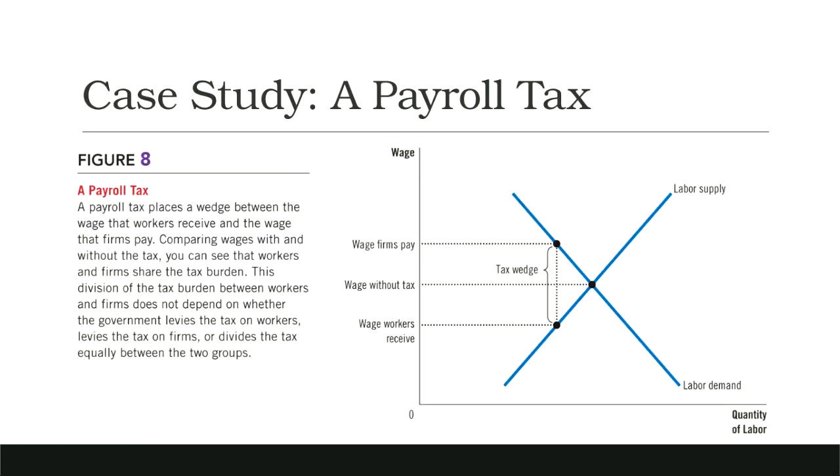So, final case, let's look at a payroll tax. A payroll tax places a wedge between the wage that workers receive and the wage that firms pay. And so if this is our labor supply, this upward curve, and this is our labor demand, we have this intersection. And basically what a tax wedge does is it splits this tax between laborers and firms.